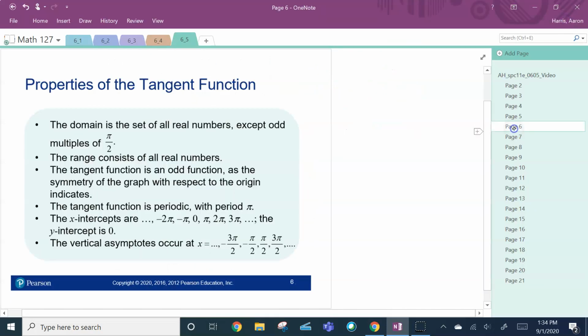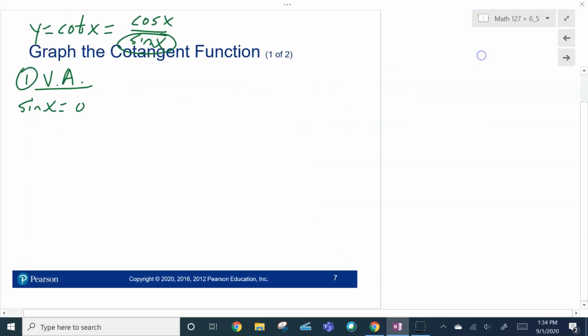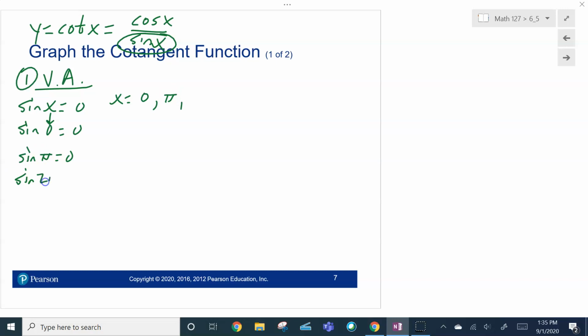Let me go back to where we were here. So we know x equals 0 has got to be a vertical asymptote. We also know that the sine of pi is 0, so pi is another vertical asymptote. The sine of 2 pi is 0. What x value causes that entire denominator to be 0? We haven't even done the negatives, but we could go plus or minus on all these, like sine of negative pi, and so on.